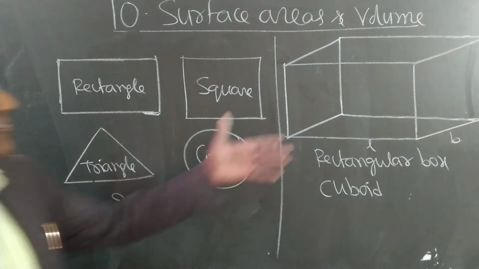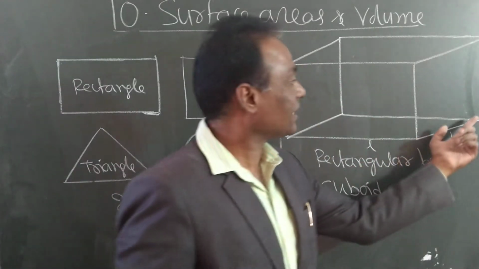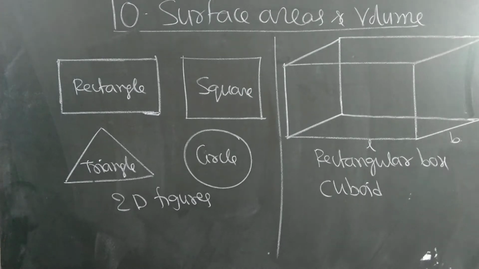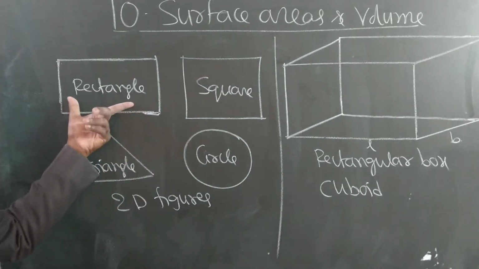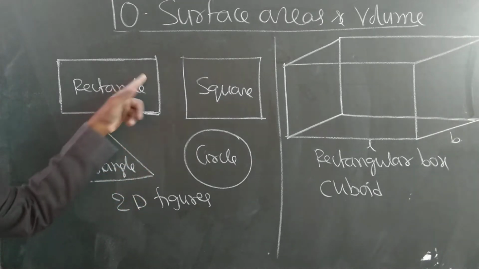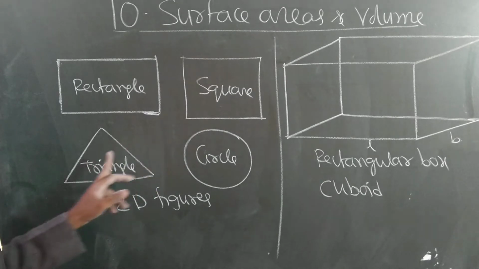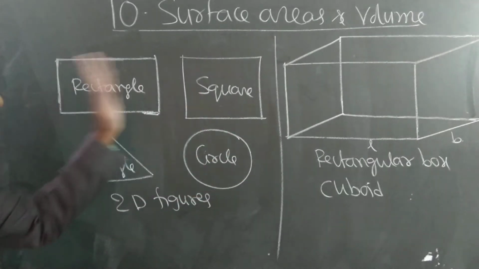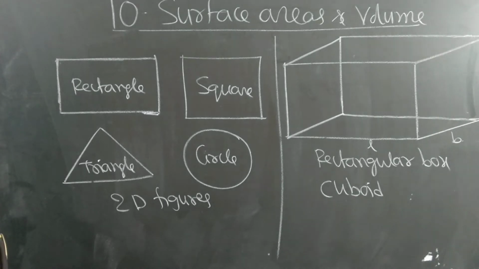Whereas this also looks like a rectangle, but there is some thickness here. So when thickness is also added, it is a 3D figure. These are the 2D figures. You studied the area of a rectangle, and the perimeter of a rectangle, length into breadth. Area of a square is side square, area of a triangle is half base into height, area of a circle is pi r square. All these you studied in the lower classes.